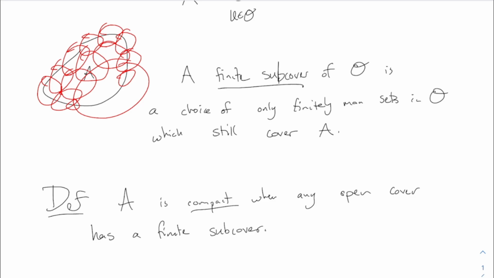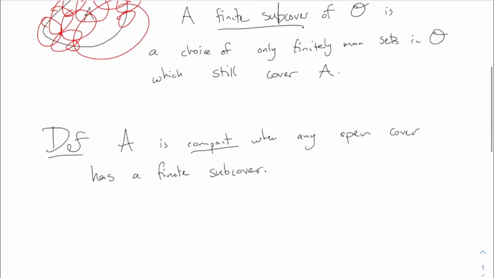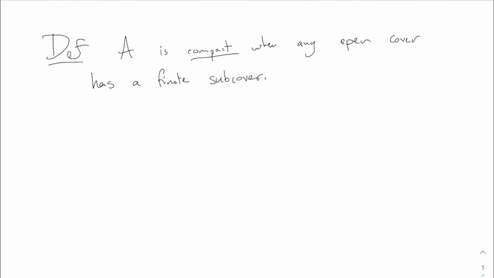I want to do several examples here, and then I got some for you to try, of demonstrating that certain sets are not compact. So A is compact when any open cover has a finite subcover. Can I just say A is not compact? This is not really part of the definition, but just what does it mean to be not compact? That would mean there is some open cover, but it does not have a finite subcover.